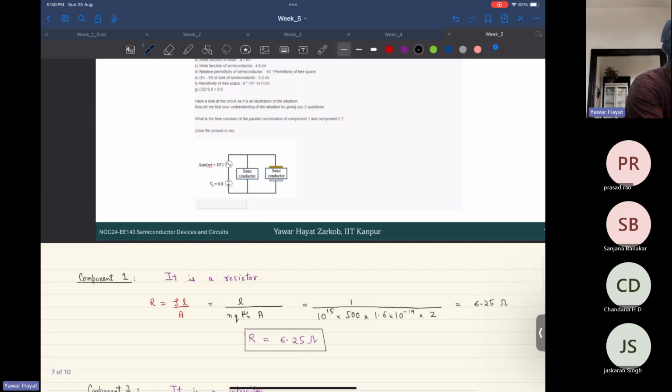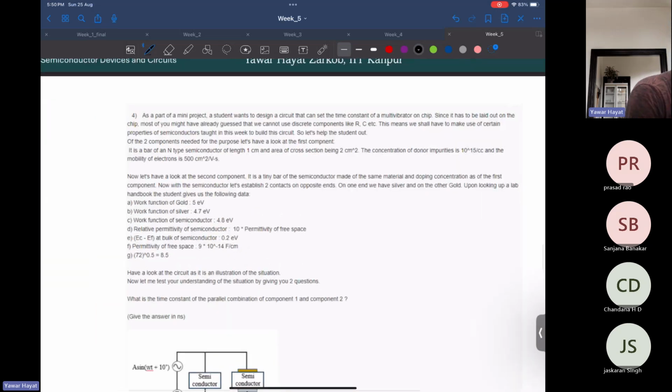For component 2, the description was this. For the second component, we have been given that it is a tiny bar of semiconductor made of the same material and doping concentration as the first component. So it is N-type and has a donor concentration of 10 to the power 15. Now, with this semiconductor, we established two contacts on the opposite ends. On one end, we have silver, and on the other end, we have gold.